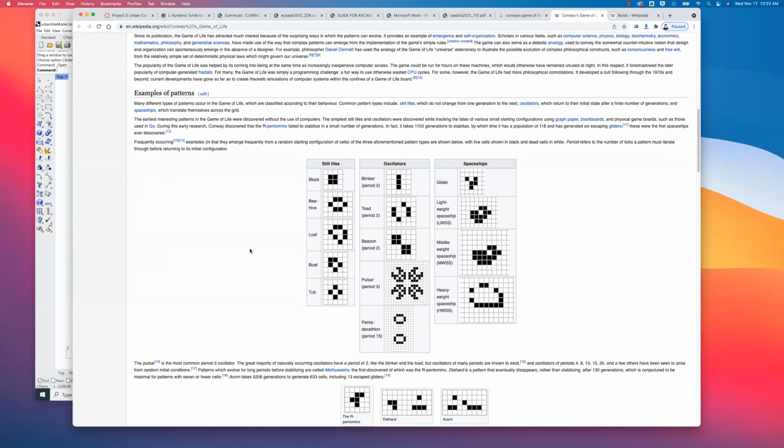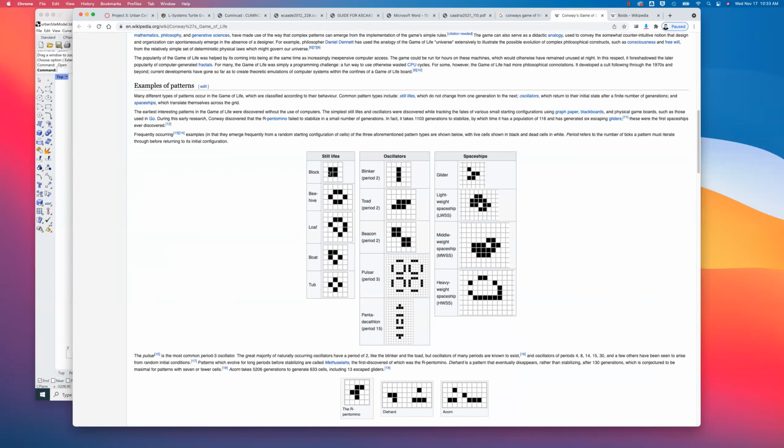And so if you think about a simple set like this, if you start with 4 blocks like this, they stay in a state of homeostasis, right? They don't change at all. Same with the beehive, because each of these has 2 or 3 live neighbors. They don't change. There's not enough neighbors to reproduce or create new neighbors, right?